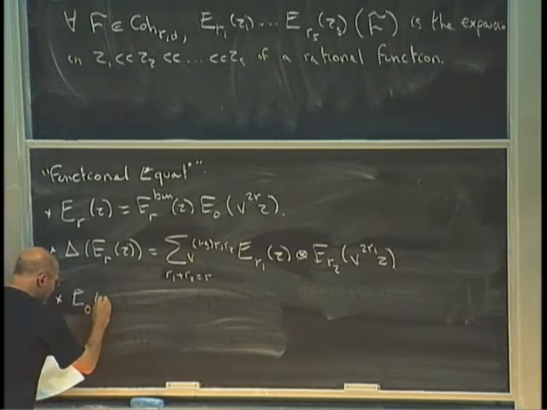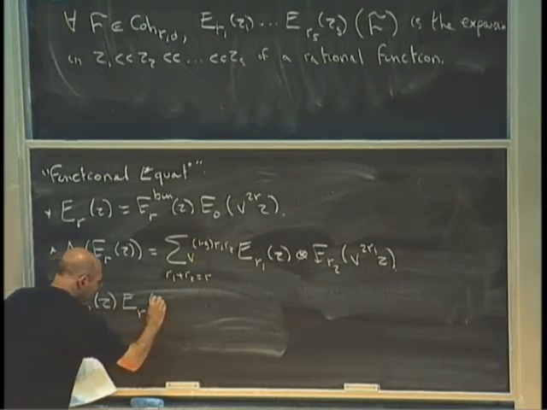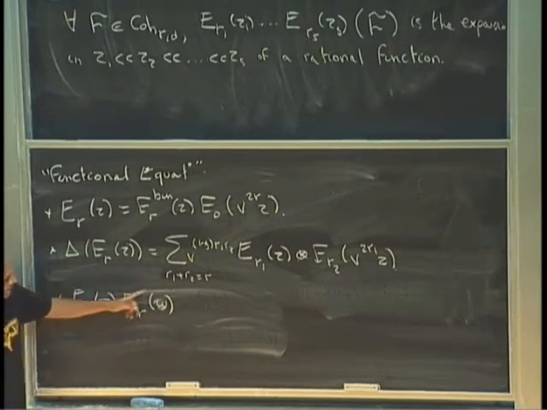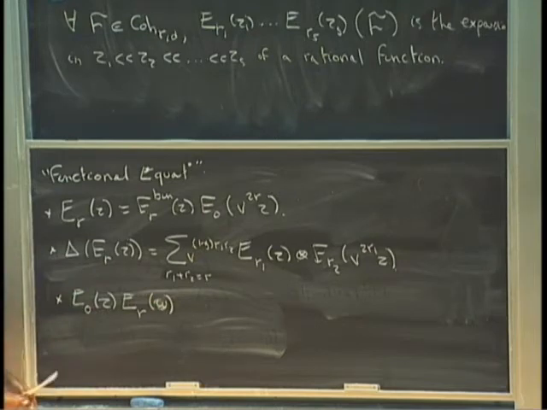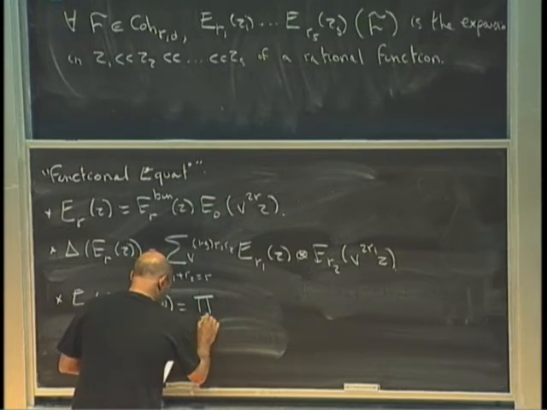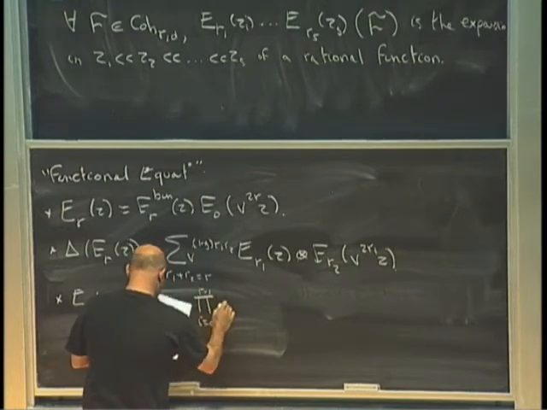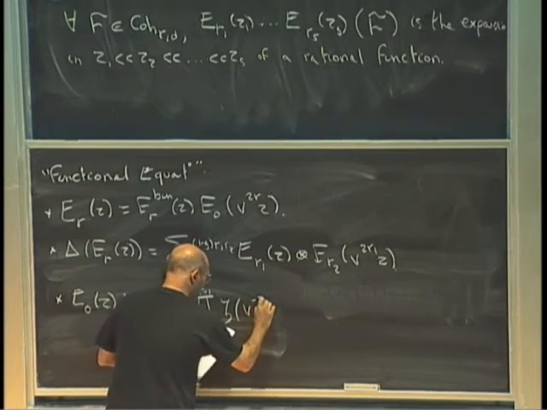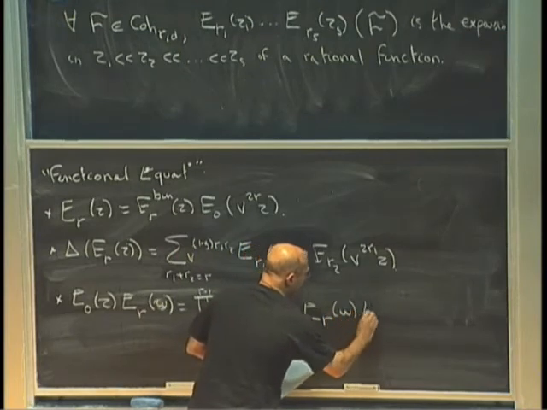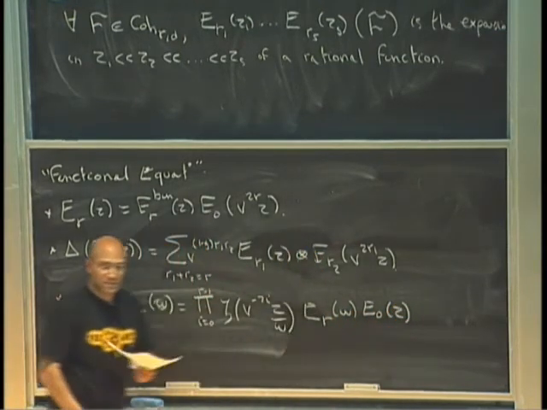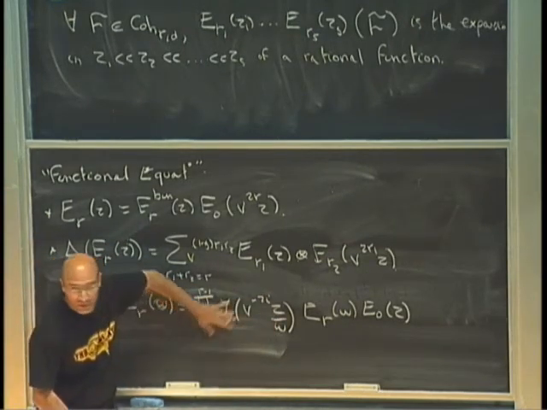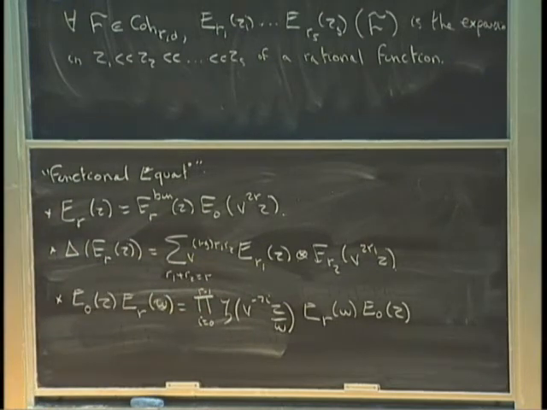is the following relation, which tells you that this is a Hecke eigenfunction for the Hecke operator. So you can write it like this. This is the product of zeta functions times E_R, W, E_0, Z. And this is the eigenfunction, eigenvalue if you want. So this is where the zeta functions start appearing.